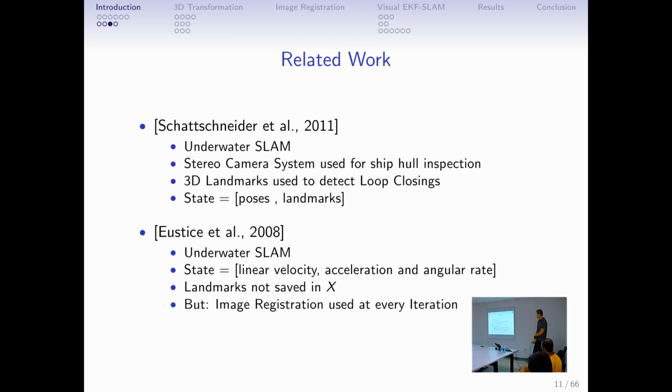Schatzschneider and OSTs are two examples for this, but with different reasons. Schatzschneider is doing exactly the problem. He's putting poses and landmarks to its state. Over some time, the system will be slow. OSTs, for example, put something like a pose to its state, but he's running the image registration, so the update of the trajectory every iteration. And this makes the system slow, because the image registration is the most computational part of the system.